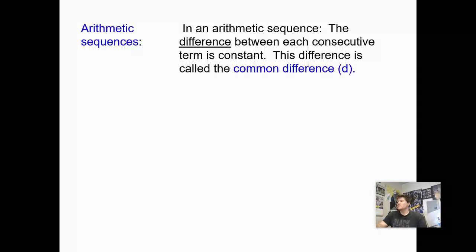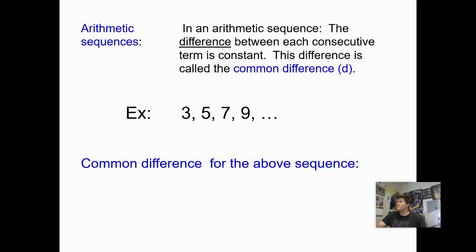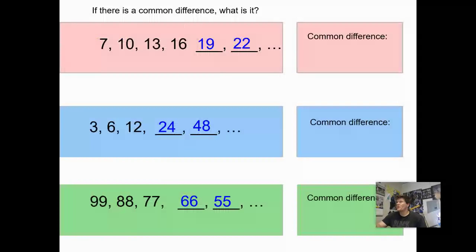So arithmetic sequences, it's just a list of numbers that follows a pattern. And for arithmetic, that pattern is either adding or subtracting. That number we're adding or subtracting by every time is known as that common difference. So here's an example, 3, 5, 7, 9. We're going up 2 every time. So my common difference for this one is just 2.